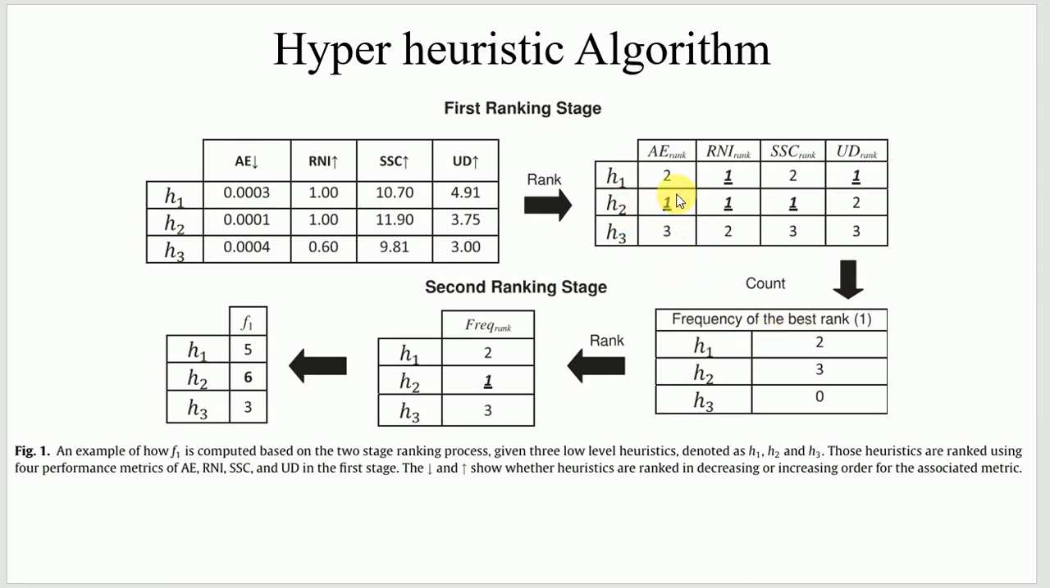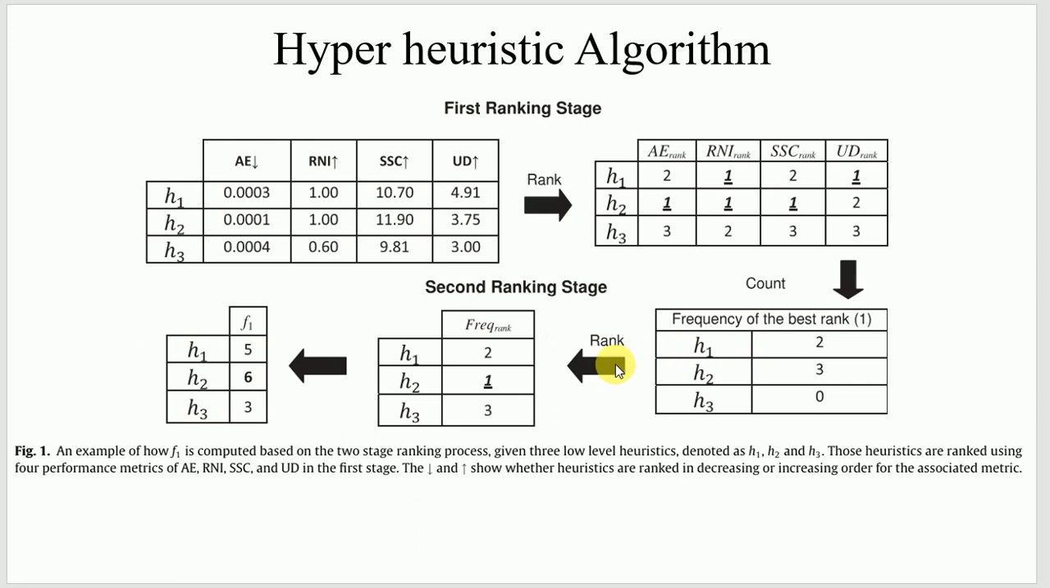Similarly, the number of times H2 has been ranked as the best lower level heuristic is 3. 3 times it has been ranked as the best heuristic. So the value will be 3, and H3 has not been ranked as the best heuristic in any of the times. So the value will be 0.